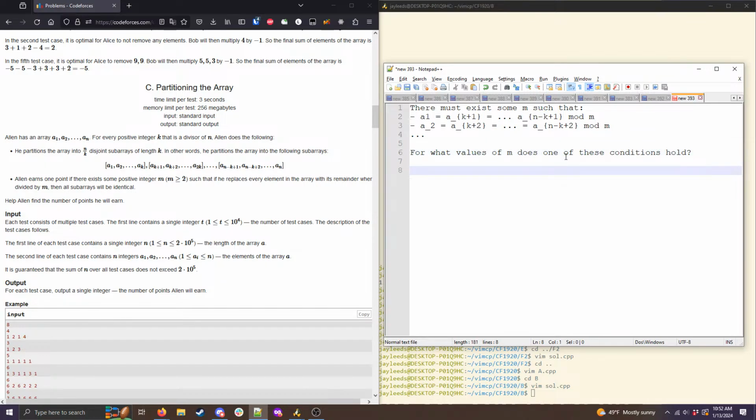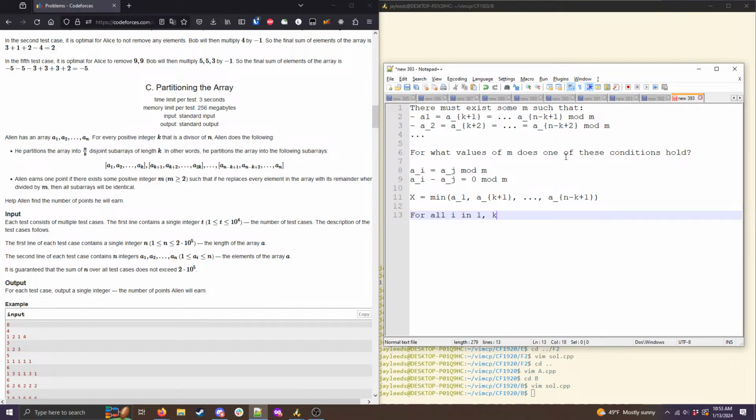The first thing to note is that for ai to equal aj mod m, ai minus aj has to be equal to 0 mod m. To stick with positive integer arithmetic, let's fix x to be the minimum of a1, a(k+1), all the way up to a(n-k+1). Then for all i in 1, k+1, up to n-k+1, ai minus x has to be equal to 0 mod m, meaning m is a factor of the GCD of all ai minus x values.